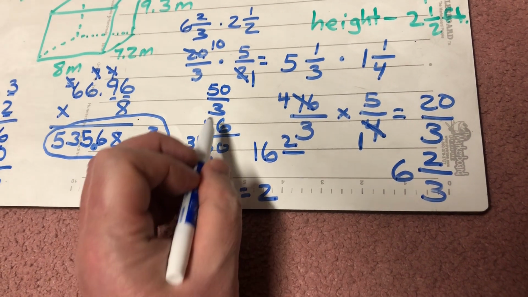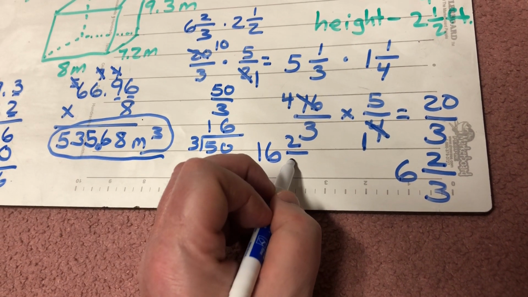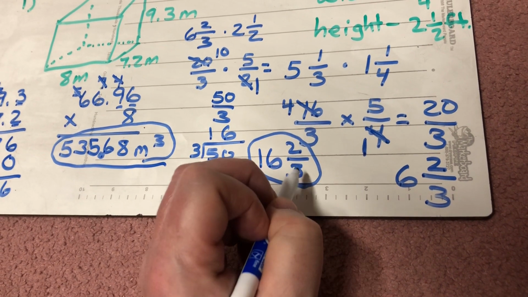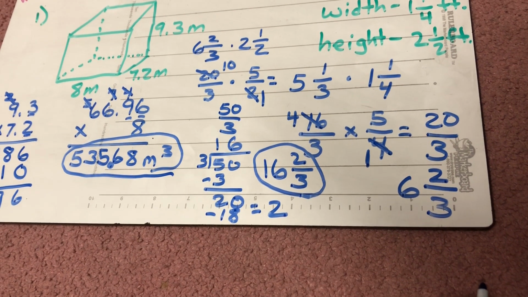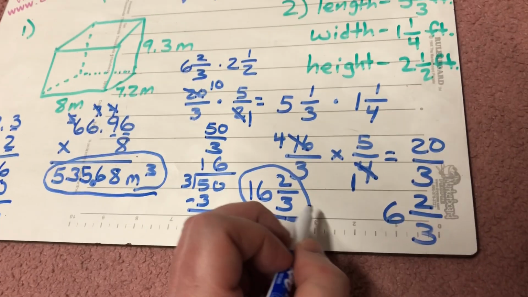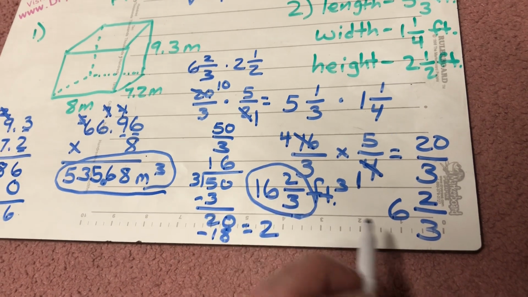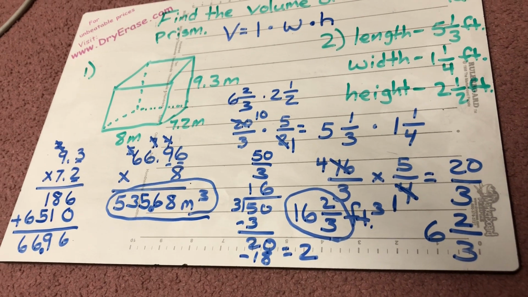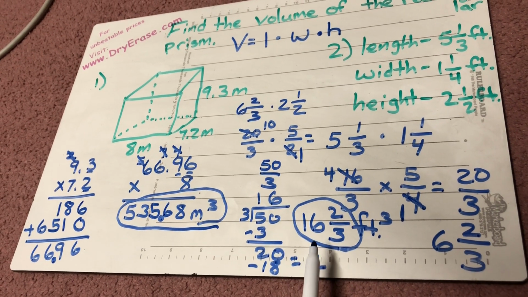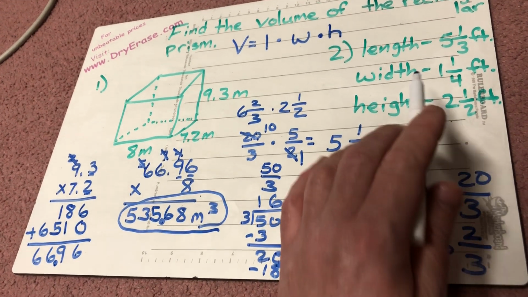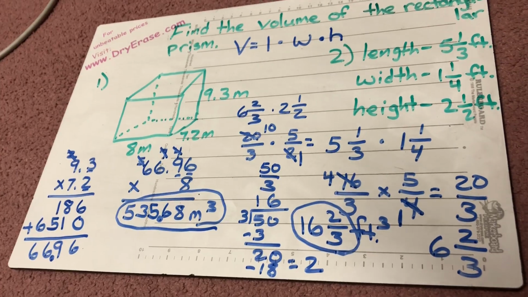My denominator is 3 here. I'm dividing by 3, so it's 3 here. Nothing besides 1 can go into both 2 and 3. I end up with 16 2/3 cubic feet, because remember what we talked about in example 1 with the cubes. I can get 16 2/3 cubes that are 1 cubic foot in size into this rectangular prism.